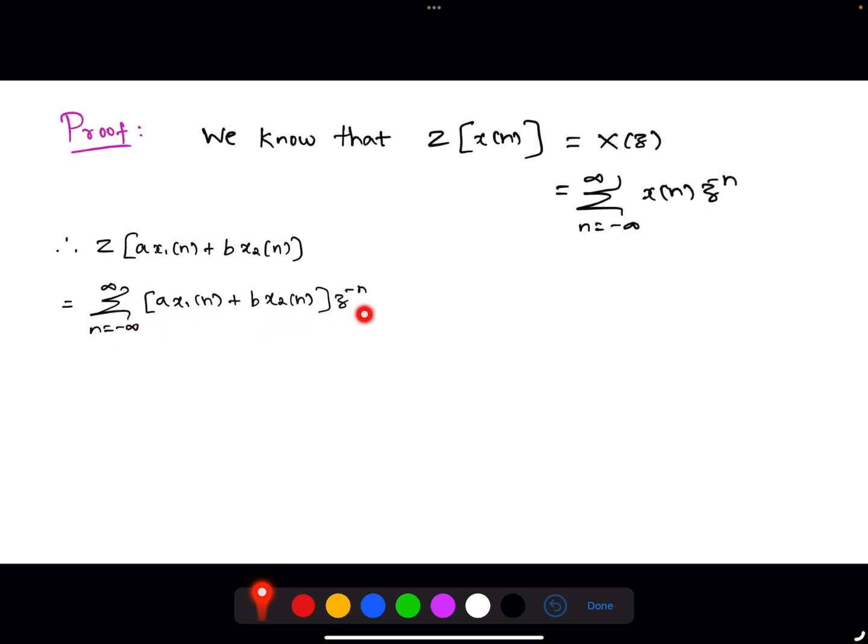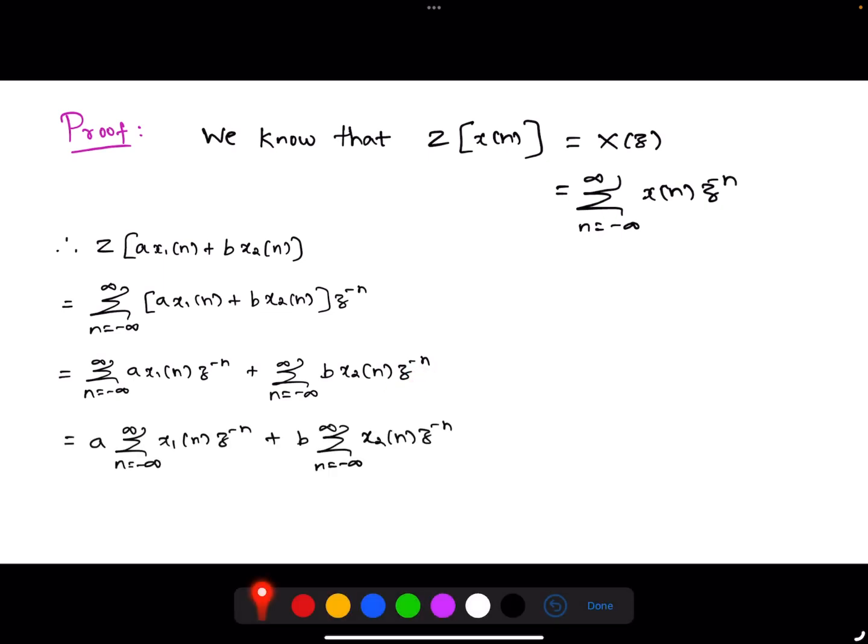z power minus n. Now what we could do is just multiply this z power minus n inside for each of the terms and take the summation for both these terms. You have summation n equal to minus infinity a into x1 of n into z power minus n plus summation n equal to minus infinity b into x2 of n into z power minus n. So I hope you understood this step.